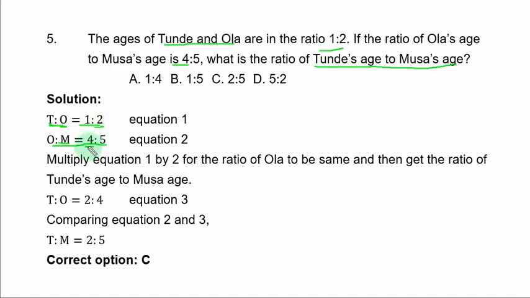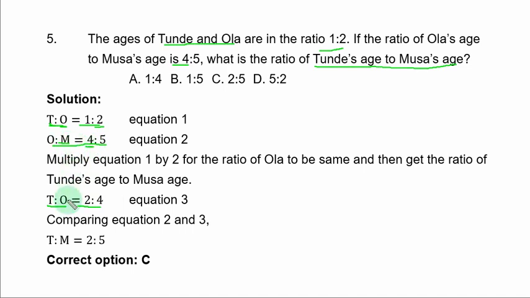It is easier to make 2 become 4 by multiplying through equation 1 by 2. If you do that, equation 1 becomes T ratio O, that is Tunde to Ola is equal to 2:4. Equation 3. Now you compare equation 2 and 3. Now 4 is the same. You are left with M.